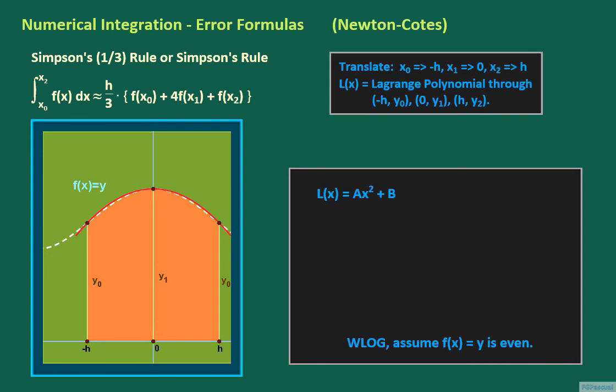And so we should be able to find two constants, capital A and capital B, so that capital L of x is equal to a times x squared plus b. It is a simple exercise to show that L of x is equal to x squared times the fraction y sub 0 minus y sub 1 all over h squared plus y sub 1. This concludes part 1 of this two-part lecture.